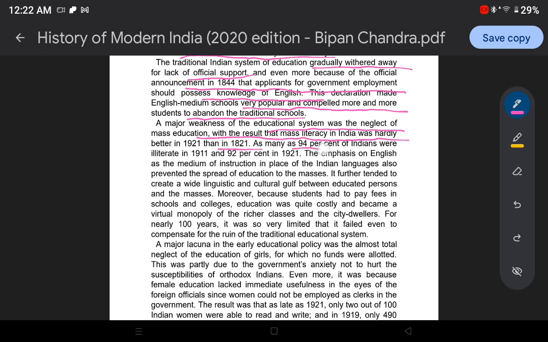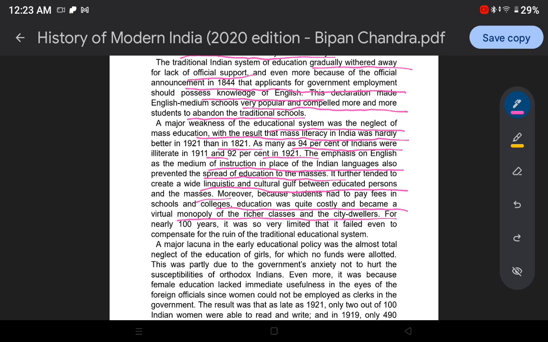As many as 94% of Indians were illiterate in 1911 and 92% in 1921. The emphasis on English as the medium of instruction in place of the Indian languages also prevented the spread of education among the masses. It further tended to create a wide linguistic and cultural gulf between educated persons and the masses. Moreover, because students had to pay fees in schools and colleges, education was quite costly and became a virtual monopoly of the richer classes and the city dwellers.